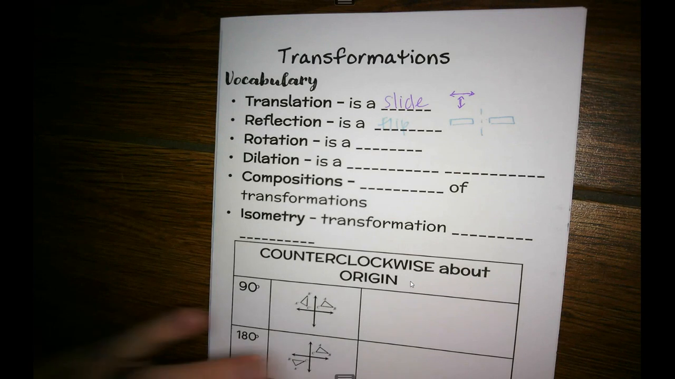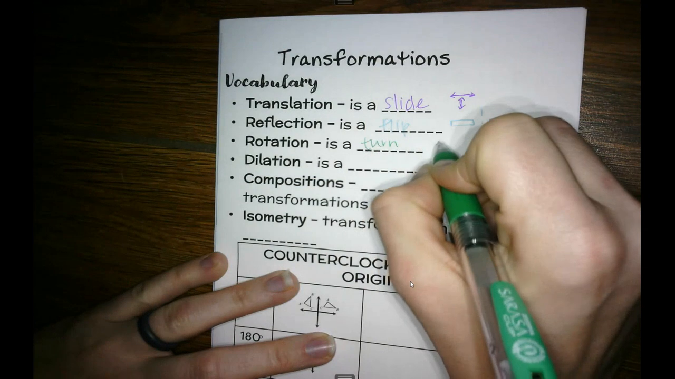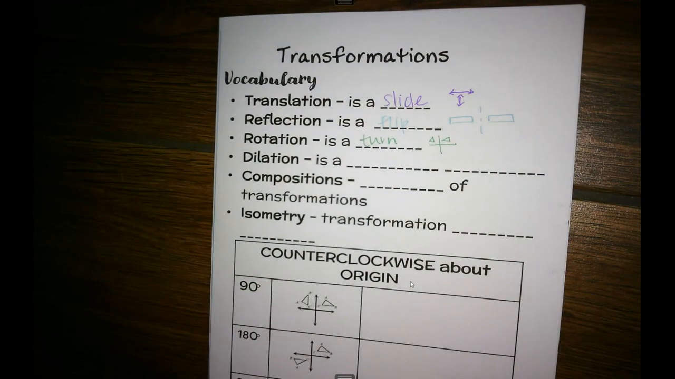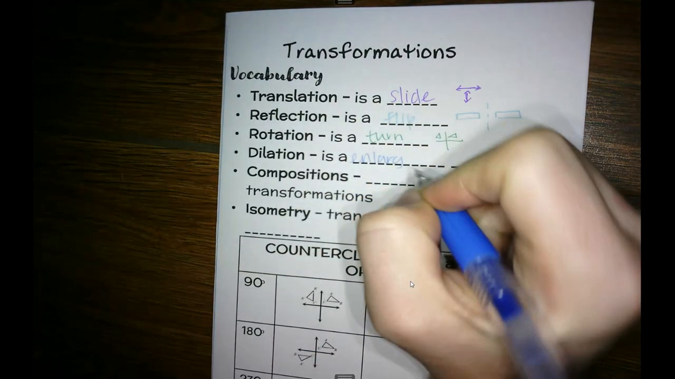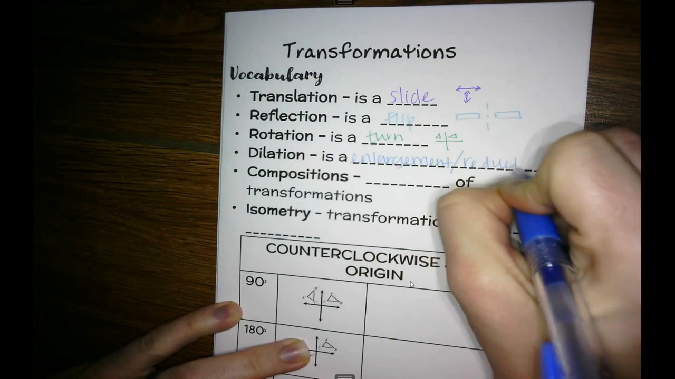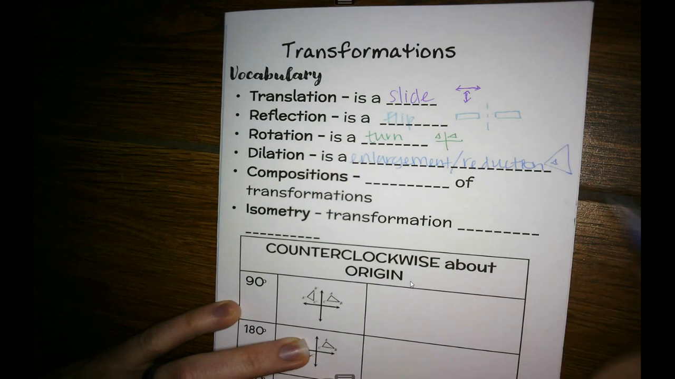And a rotation is a turn. Remember, that's where we are turning it. I didn't turn that properly, but you get the idea. A dilation is an enlargement or a reduction. So that's where we're making it bigger or smaller.